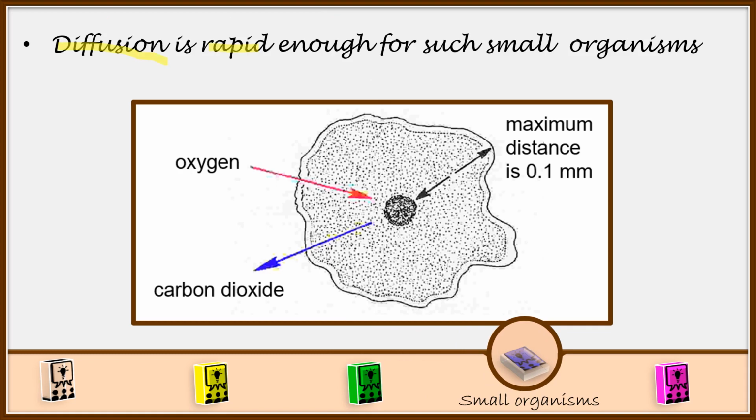Diffusion is rapid enough for such small organisms. So for such small organisms like amoeba, diffusion is very fast. Why? Because of the small distance from the cell membrane to the center of the organism. So diffusion can easily be used, and it is rapid because of the small distance.